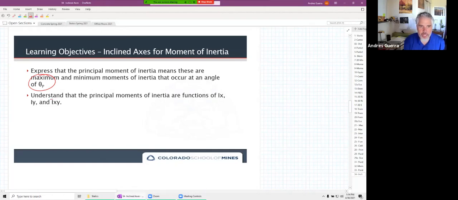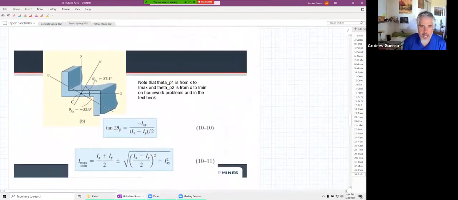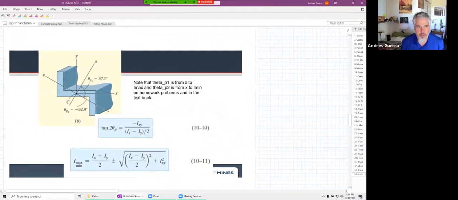For today's other learning objective, just understand that the principal moments of inertia are functions of Ix, Iy, and Ixy. So even if Ixy isn't equal to 0, we still have to find Ix, Iy, and Ixy, just like we did on that previous example. So let's go and draw this picture here.